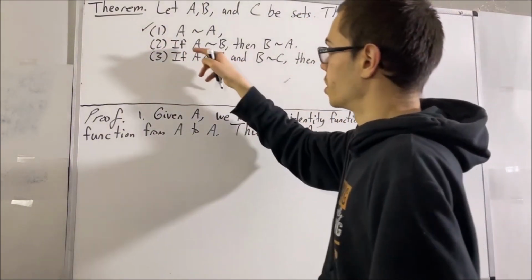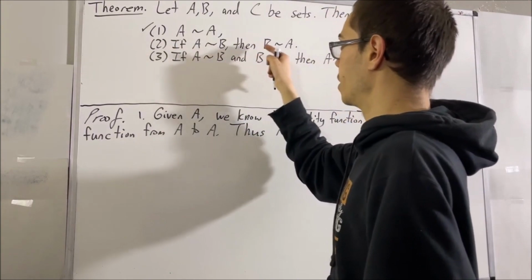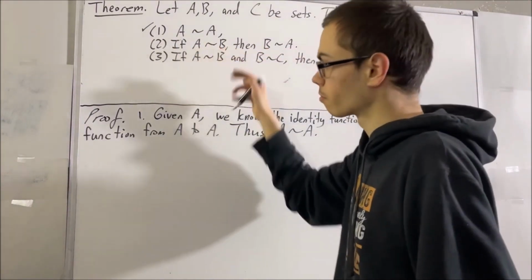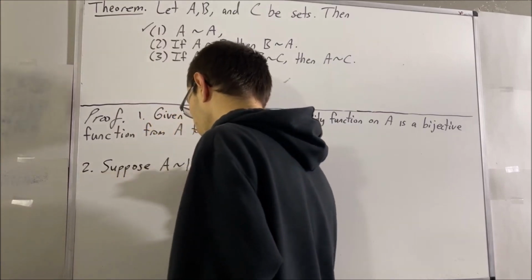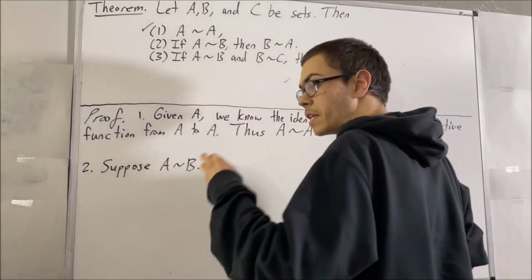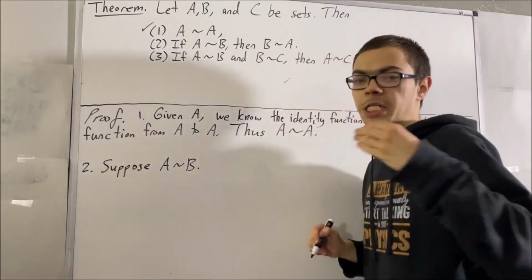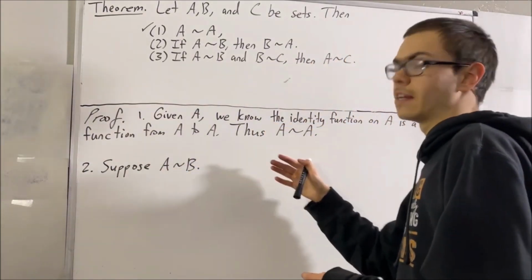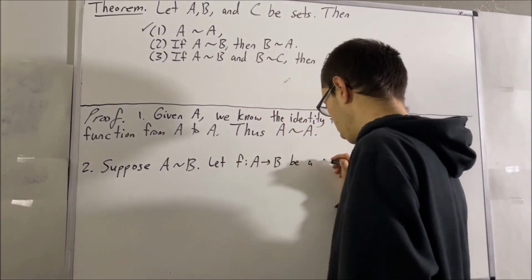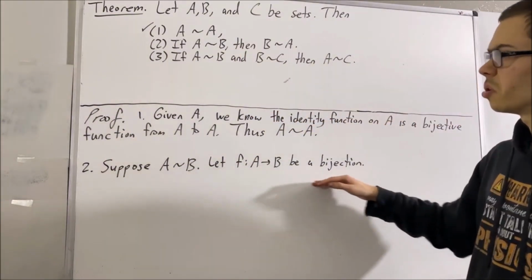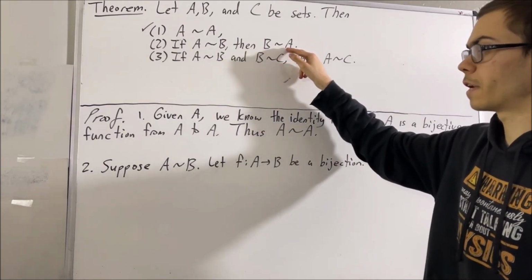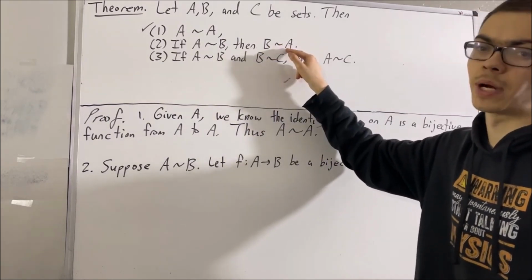Our goal in two is to prove if this is true, then this is true. So let's suppose this is true. Since A is equinumerous with B, what this means is that there is a function from A to B that is bijective. And let's say that f is a bijection from A to B. And our goal now is to show that B is equinumerous with A. That is, we want to find a function from B to A that is bijective.